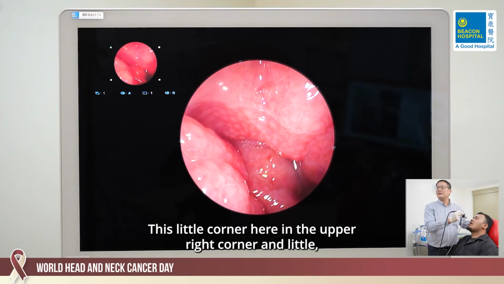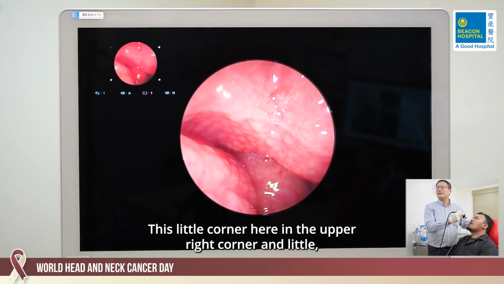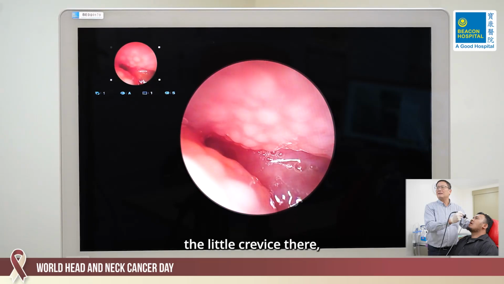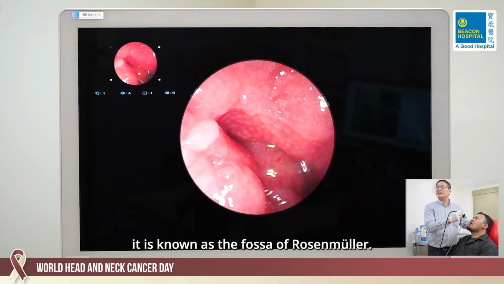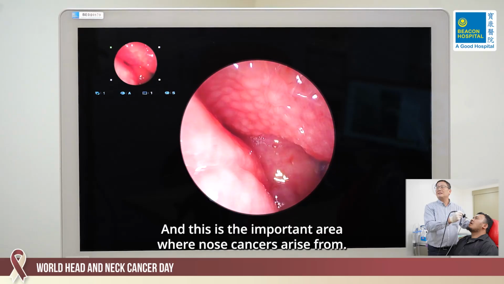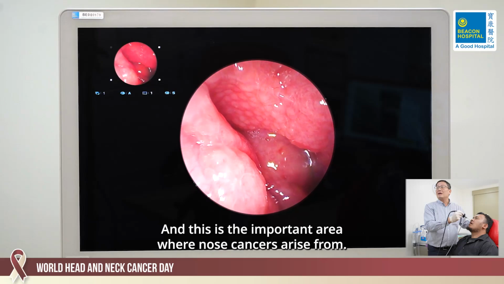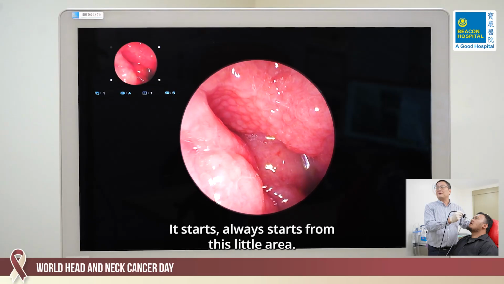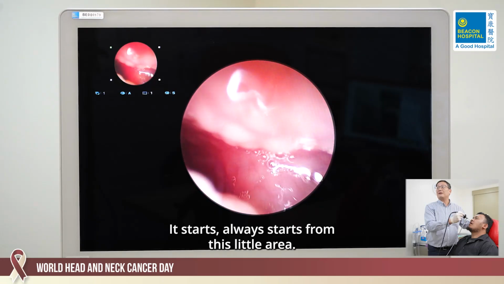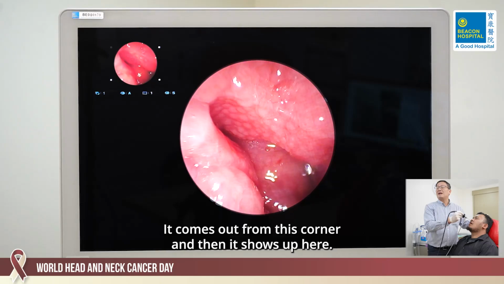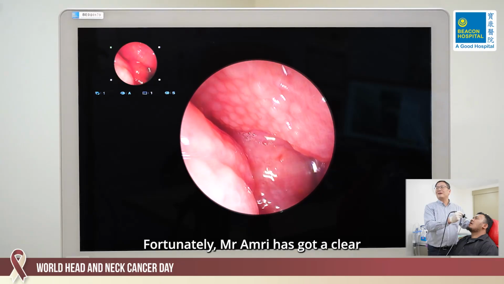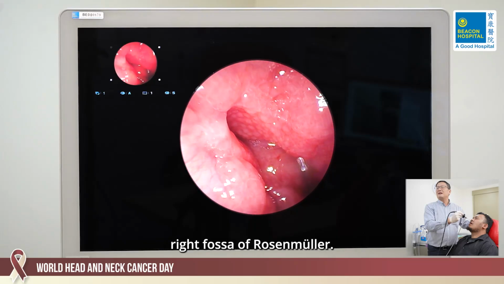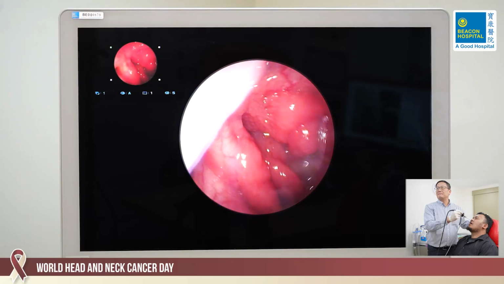This little corner here in the upper right corner, and that little crevice there, that is known as the fossa of Rosenmuller. And this is the important area where nose cancers arise from. It always starts from this little area. It comes out from this corner, and then it shows up here. Fortunately, Mr. Amri has got a clear right fossa of Rosenmuller.